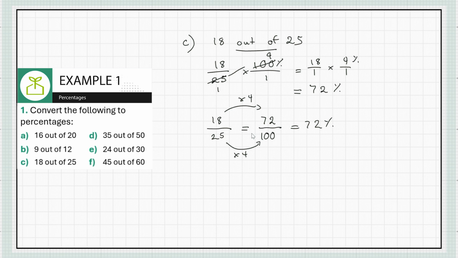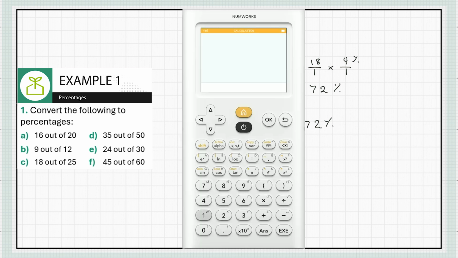Alright, now we'll do this one more time. I'm just going to show you how to do this on a calculator. If you bring up your calculator and we do 18 divided by 25, it will give us a decimal value. Now you can immediately convert this to a percentage by multiplying it by 100 and adding the percent symbol at the end. So it'll be 72%, just like how we calculated before.